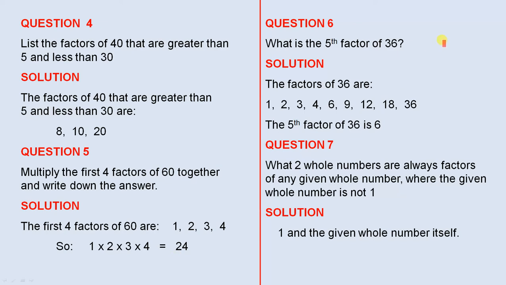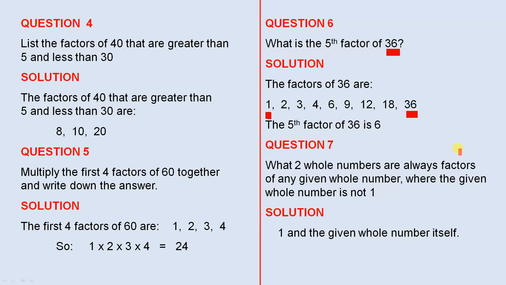Question 6. What is the 5th factor of 36? So let's write down all the factors of 36. We have these ones here. Let's see how many of them there are. 1, 2, 3, 4, 5, 6, 7, 8, 9. Notice again, we have 36 and 2 of the factors are 1 and 36. We saw that earlier. So the 5th factor of 36 is 6. 1, 2, 3, 4, 5. That's the 5th one.